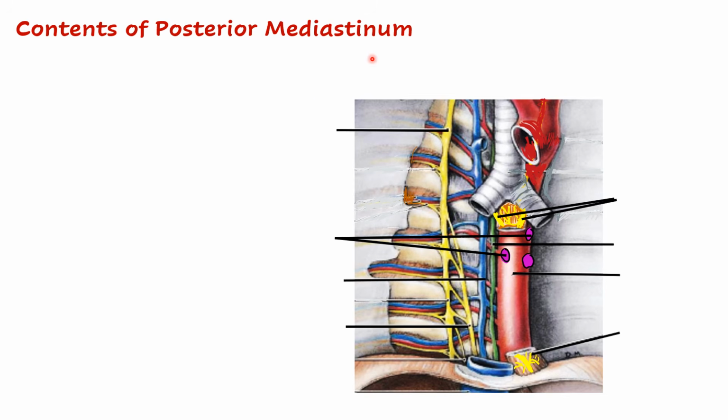Let us see the contents of the posterior mediastinum. Now you have to visualize the structures which will be present in the midline, just deep to the heart and the pericardium, and in front of the lower 8 thoracic vertebrae. So the first structure will be the esophagus, which you can see here, which has been cut here. You can see the upper cut end and the lower cut end.